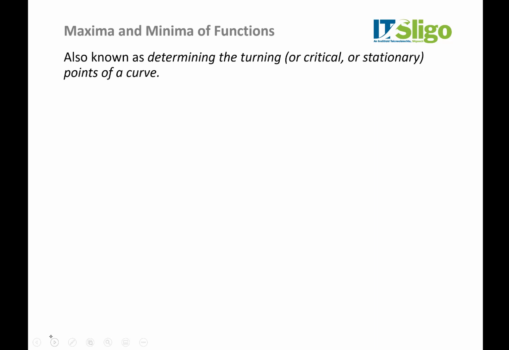So turning points have lots of different names. I'll generally be calling them the turning points, but they're often called critical points, stationary points, or, in the more formal mathematical language, the maxima and minima of functions. They're essentially the highest point on a curve or the lowest point on the curve. How do we find these points here?